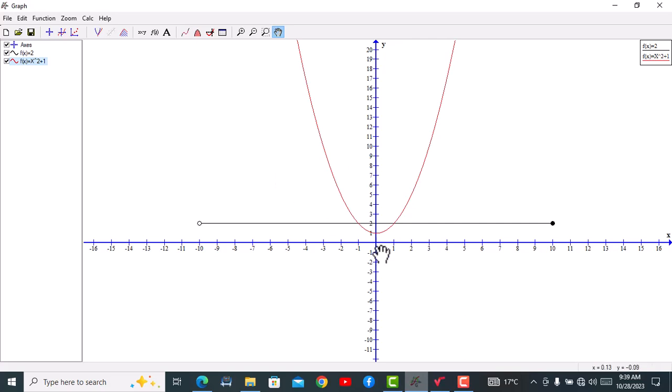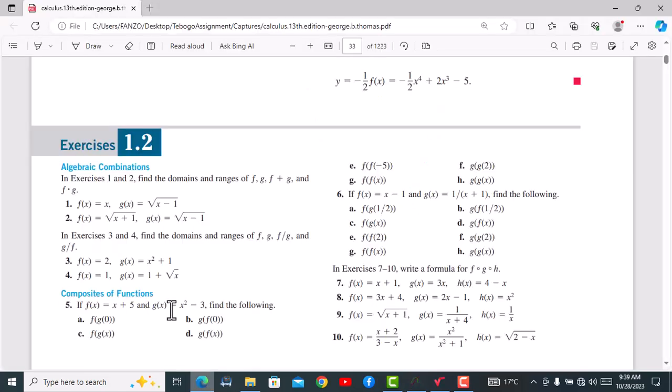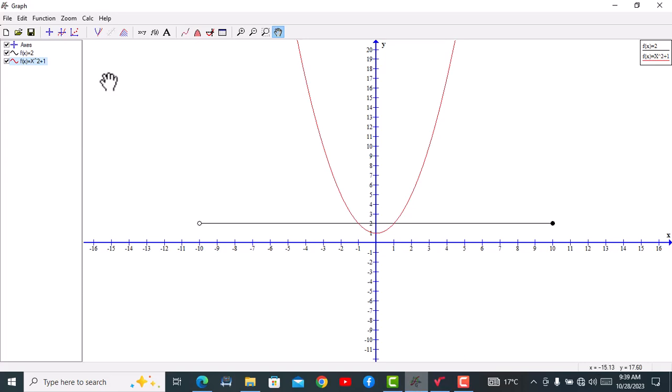And then as for the range, we can see that the graph is defined at y equals 1 and it's inclusive. So 1 to positive infinity would be the range. So nothing new about that. Now from there I have found the domain of f and g. Now I want f divided by g. So I'm just dividing the two. So I can do that.